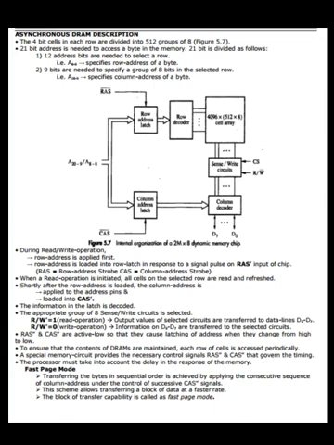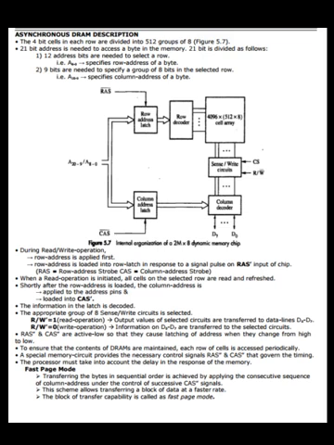During a read or write operation, the row address is applied first. The row address is loaded into the row latch in response to a single signal pulse on the RAS input of the chip. RAS means row address strobe, CAS means column address strobe. When a read operation is initiated, all cells on the selected row are read and refreshed. Shortly after the row address is loaded, the column address is applied to the address pins and loaded into the CAS latch. The information in the latch is decoded. The appropriate group of 8 sense or write circuits is selected.